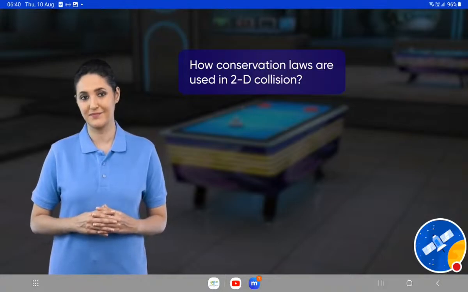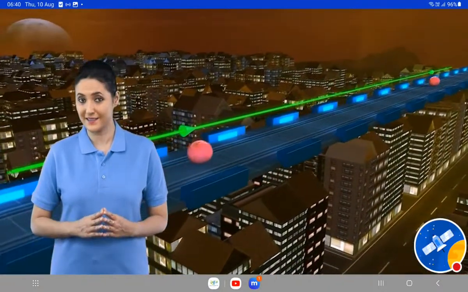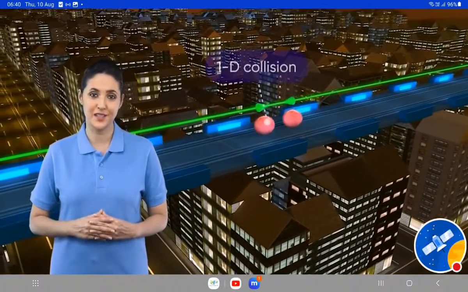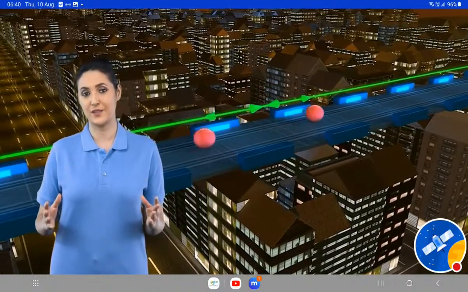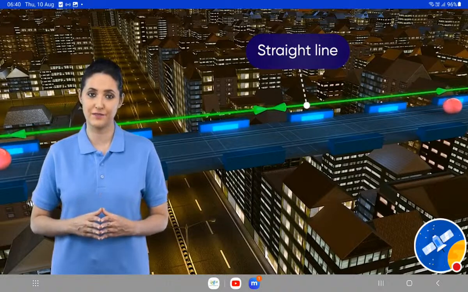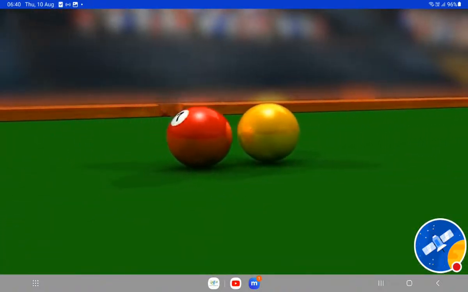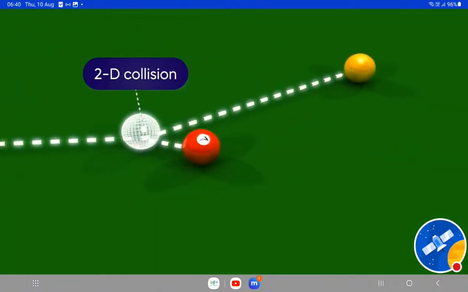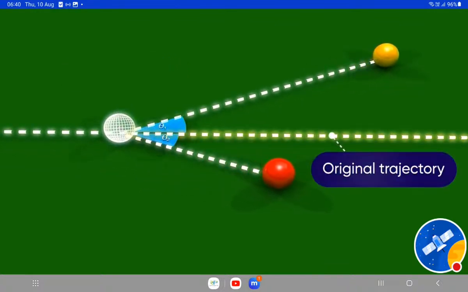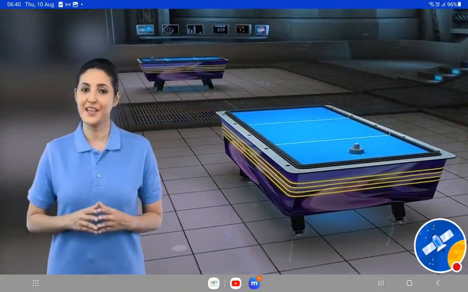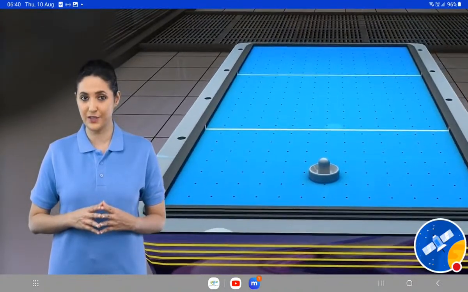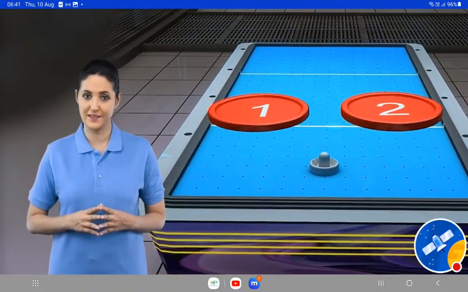We have already learned about one-dimensional or head-on collisions in which the colliding objects move along the same straight line before and after the collision. However, in a two-dimensional collision, after collision, the objects move at an angle to their original trajectory. To get a clearer picture, let us consider the case of elastic collision between two hockey pucks.